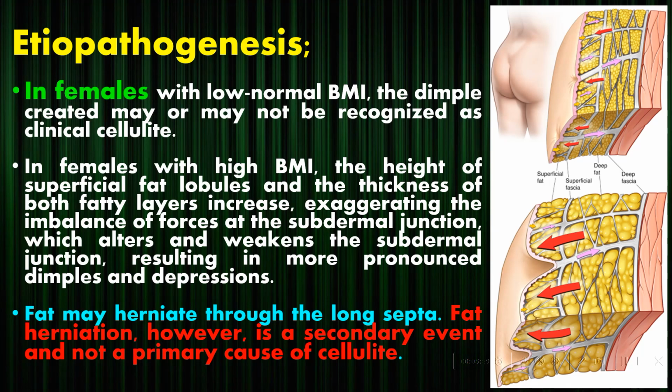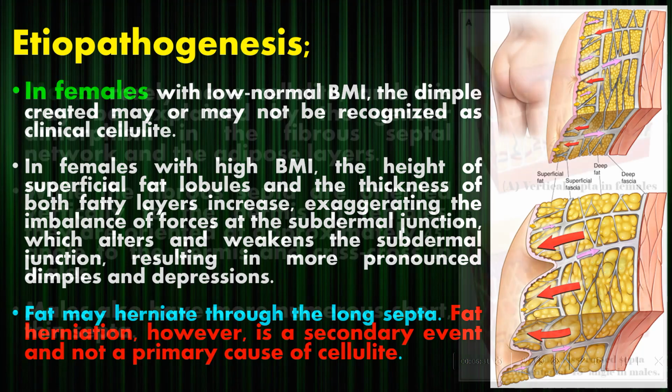In females with high BMI, the height of superficial fat lobules and the thickness of both fatty layers increase, exaggerating the imbalance of forces at the subdermal junction, which alters and weakens the subdermal junction, resulting in more pronounced dimples and depressions. Fat may herniate through the long septa. Fat herniation, however, is a secondary event and not a primary cause of cellulite.